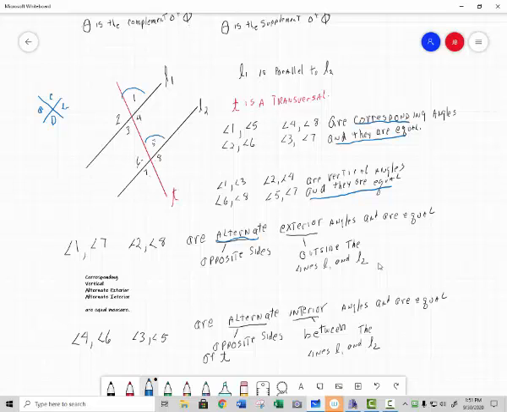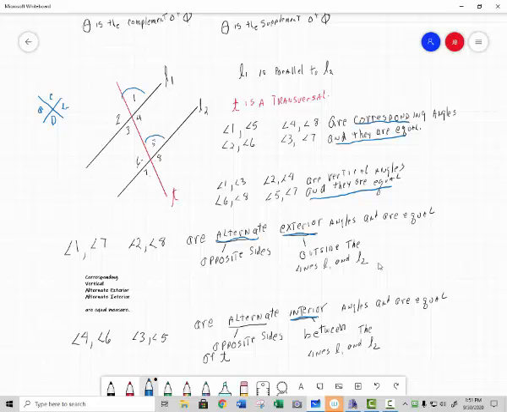Now we can talk about exterior angles. Exterior angles occur on the outside of each of the L's. 1 and 2 are exterior angles, 7 and 8 are exterior angles. We can talk about interior angles. Interior angles occur on the inside. 4, 3, 5, and 6 are interior angles because they lie inside of L1 and L2.